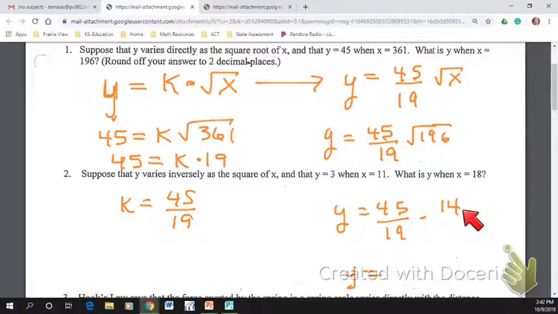33.16. I need somebody to type it in and confirm it. 45 divided by 19 times 14. That's it. No parentheses required. What do you get? 33.16.